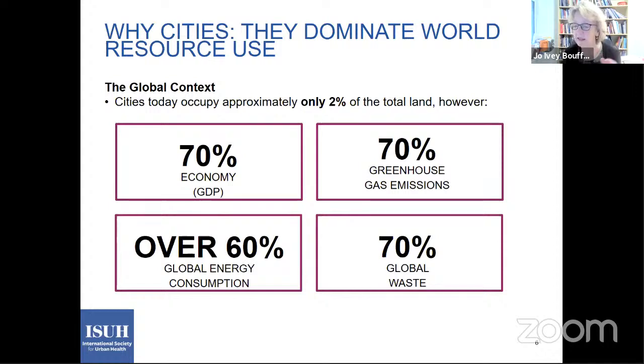So there's this balancing act in cities where we need to take advantage of the engine for change they provide and then manage and control over time the negative impacts of their presence and their growth.